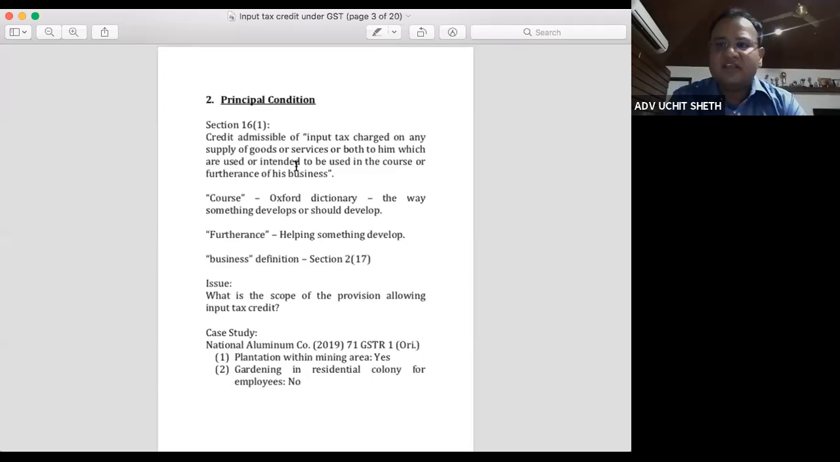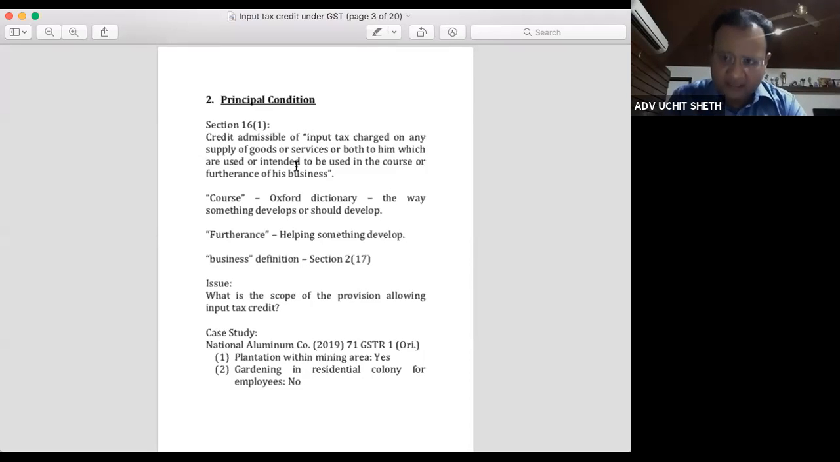Question was asked whether, if GST is paid on this activity, suppose I hire a contractor for maintaining the garden, etc., and he charges GST from me, whether I am entitled to input tax credit. The advance ruling authority holds that yes, that is an activity which is taking place in the factory premises itself, and therefore it is in the course or furtherance of business, you are entitled to input tax credit.